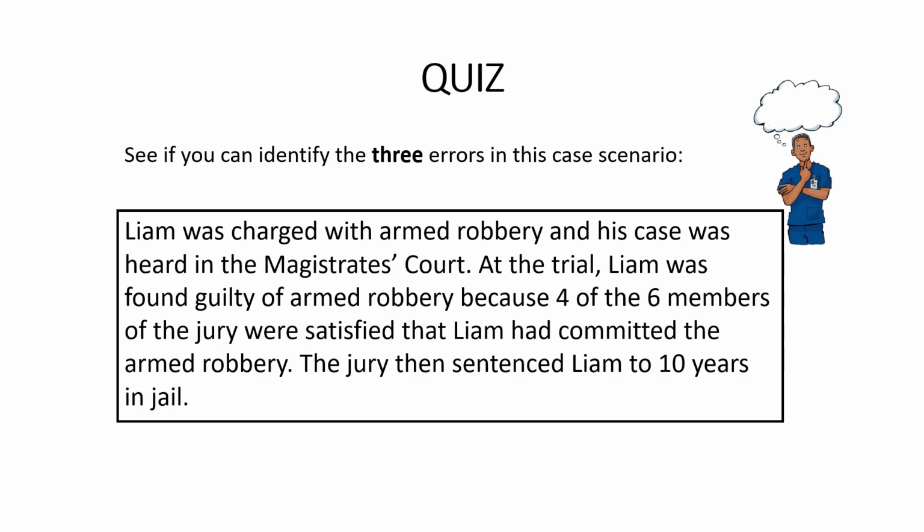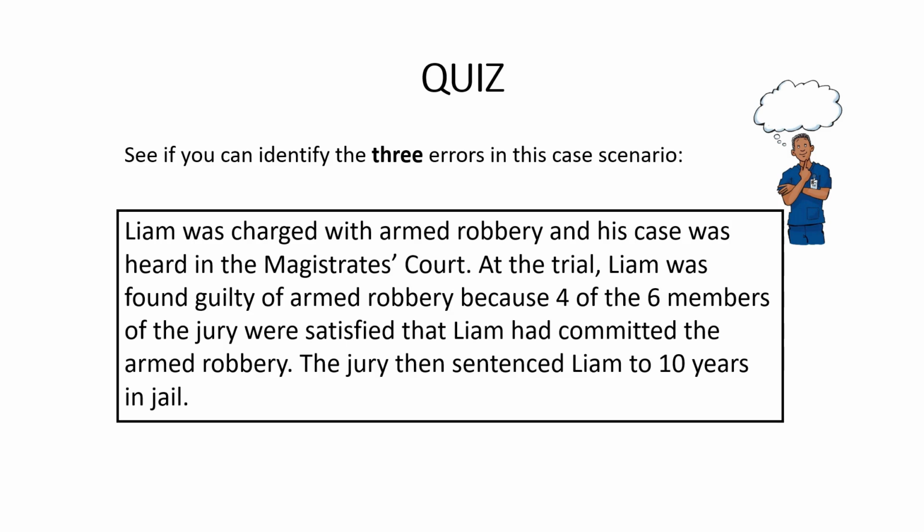Under this case scenario, Liam has been charged with armed robbery and his case was heard in the magistrate's court. At the trial, Liam was found guilty of armed robbery because 4 of the 6 members of the jury were satisfied that he had committed the armed robbery. The jury then sentenced him to 10 years in jail. So, pause this video while you try to identify each of the 3 errors, explain why it is an error, and provide the correct information. Alright, let's see how you've gone.